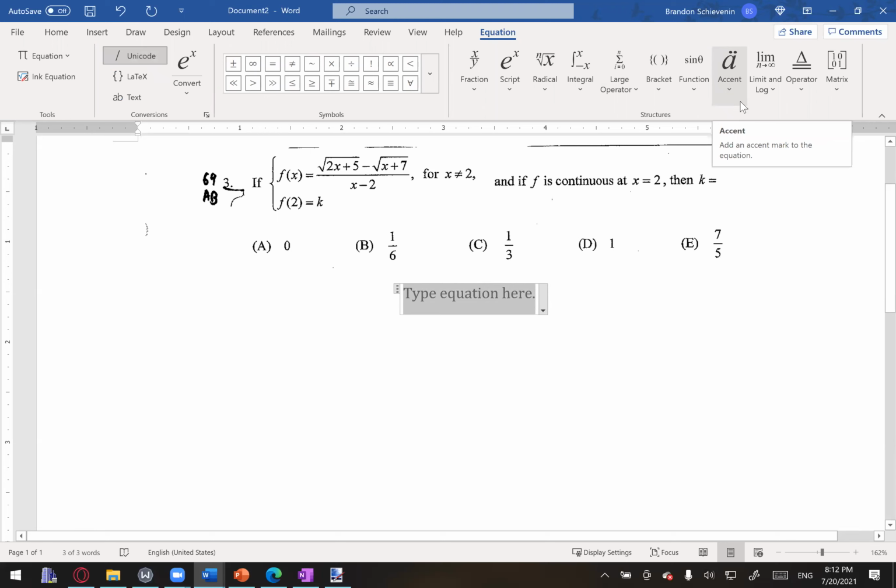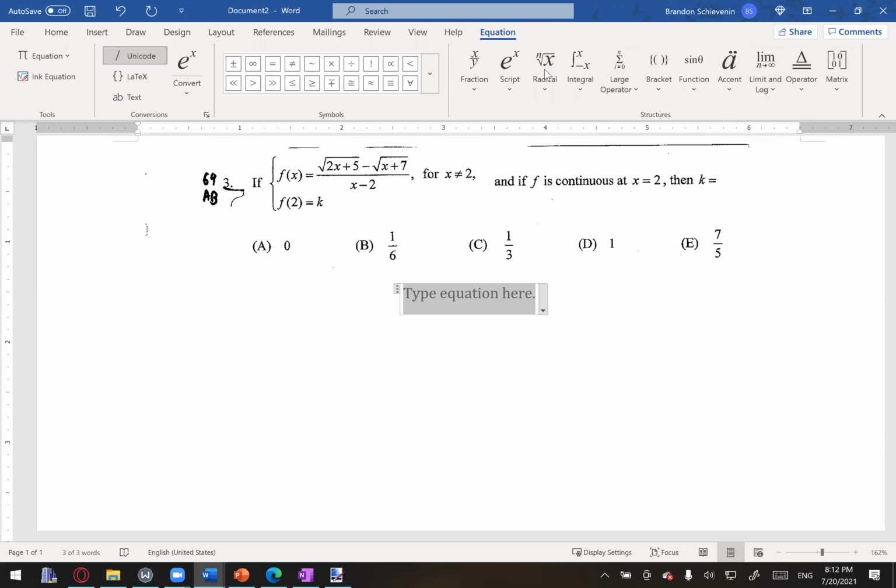Okay, so as long as we are continuous, my general limit as we approach this has to be the same as what happens when we plug in the point. Our general limit would use the top function. So in order for this to be true, the square root of 2x plus 5 minus the square root of x plus 7, over x minus 2, must be equal to k.